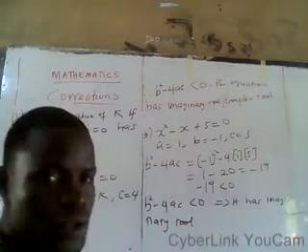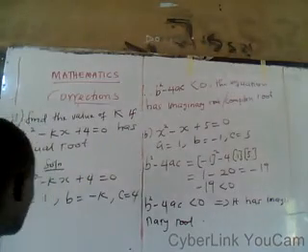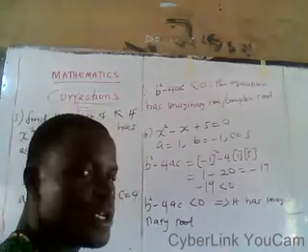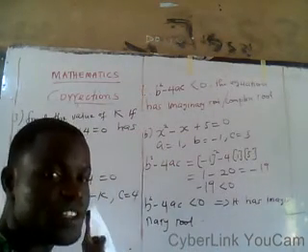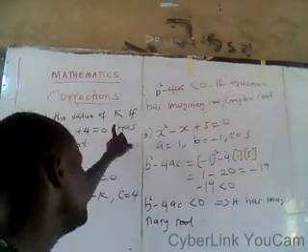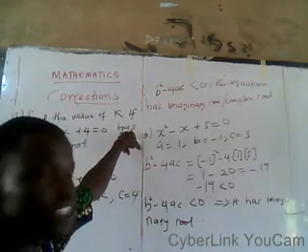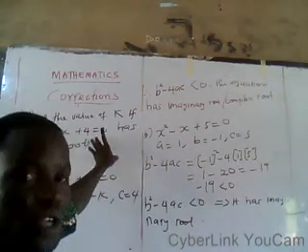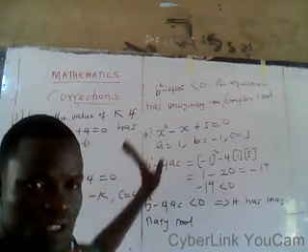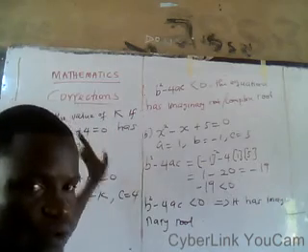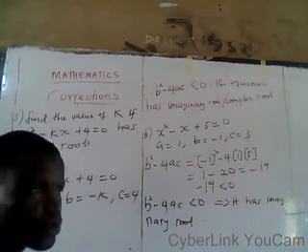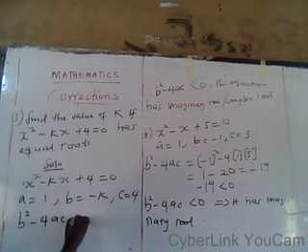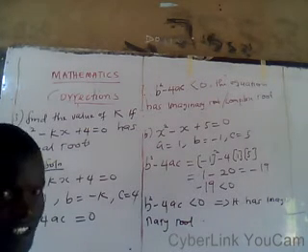Now using that formula, b squared minus 4ac. Since it is stated that it has equal roots, our b squared minus 4ac equals 0. That's the meaning of the statement that if it has equal roots, b squared minus 4ac equals 0.